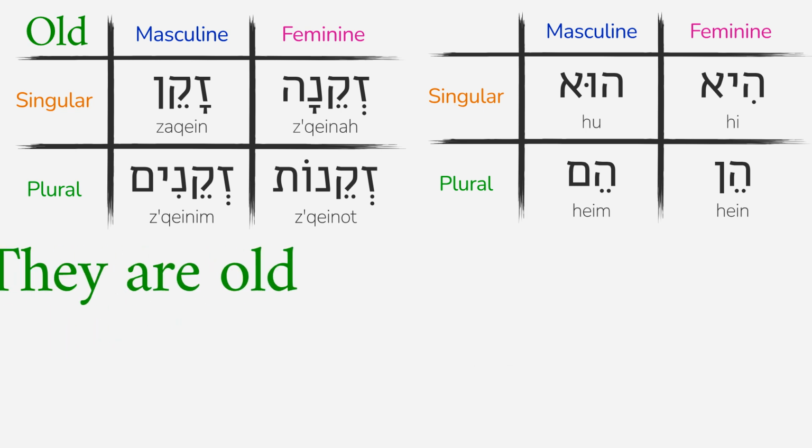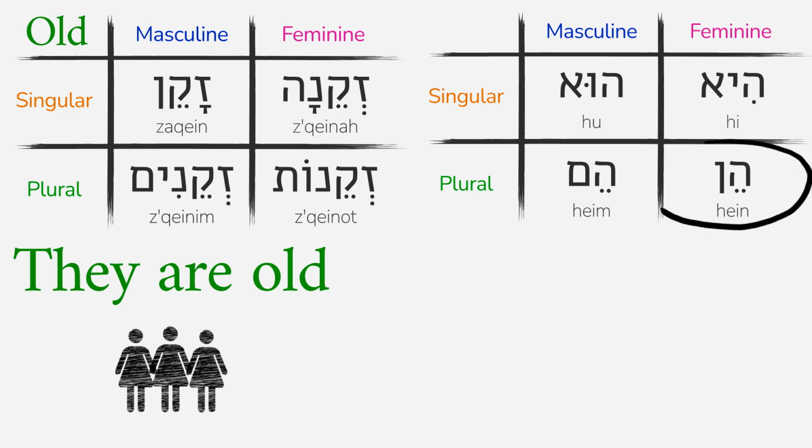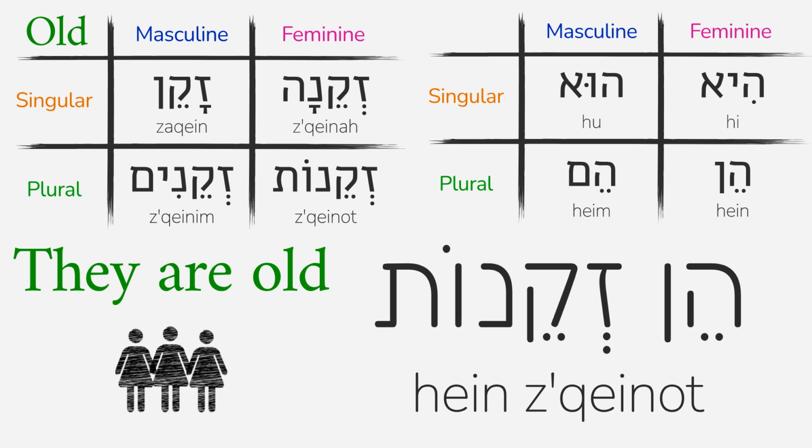And now say they are old, speaking of a group of all females. Since this is a feminine plural group, we'll use they in feminine form, hain, and the feminine plural form of old, zakainot. Hain zakainot. They are old.